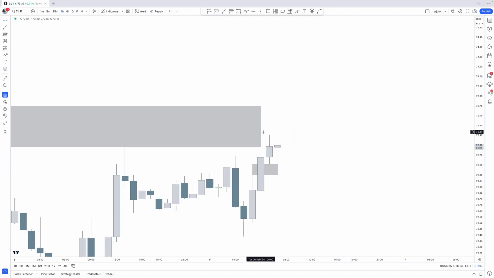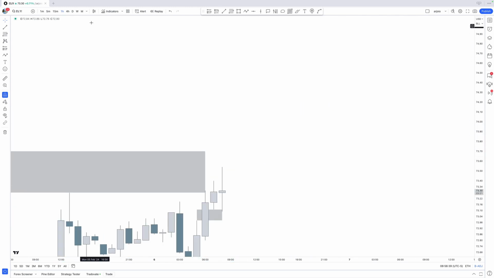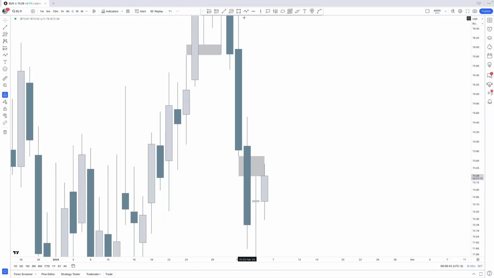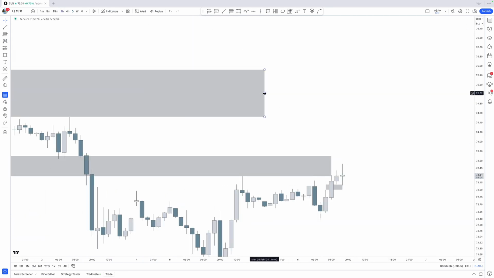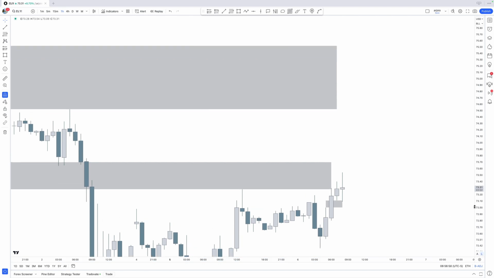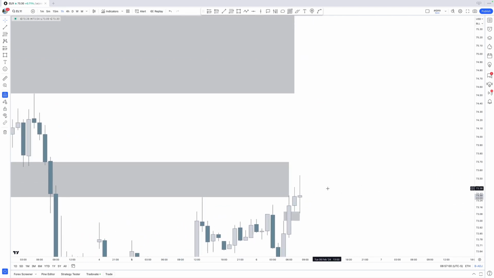Meaning, after this daily fair value gap right here, we come into a new daily fair value gap, or most likely we are going to target a new daily fair value gap because this right here is the next premium rate that we have. So that is likely the next target. So when we then reach this next target right here, this area, I'm going to need to explain this very clearly. So if there's anything you do not understand, please let me know.